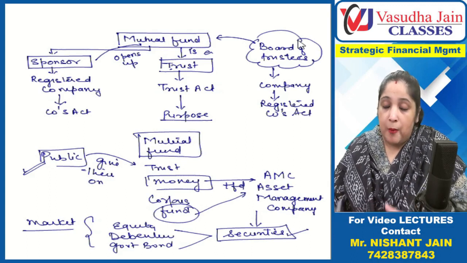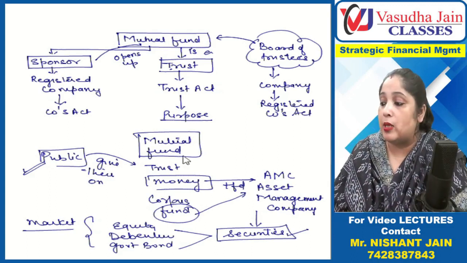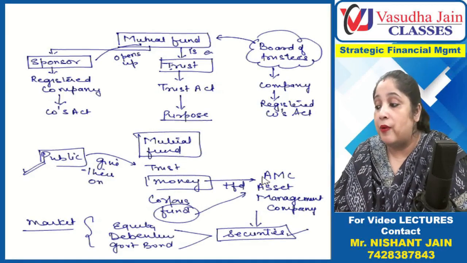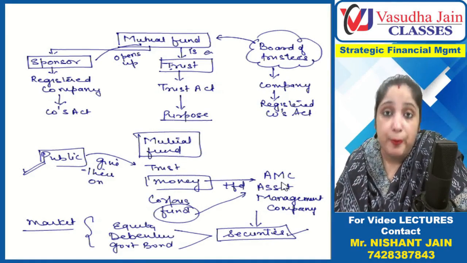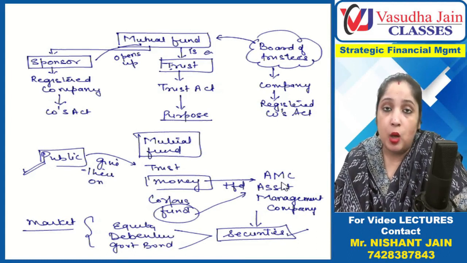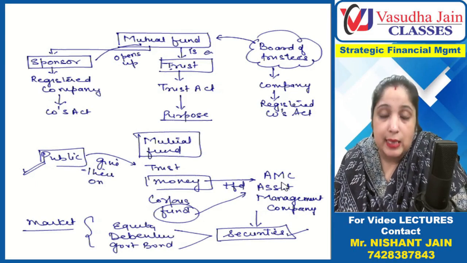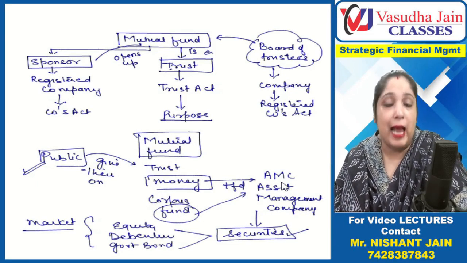When this money is collected, a fund is created, a corpus is created. This corpus or fund is then transferred to AMC for investment purpose. Now this money is invested in what? Is it invested in property? No. Is it invested in real estate? No. It is invested in securities, and some money is held as cash also.